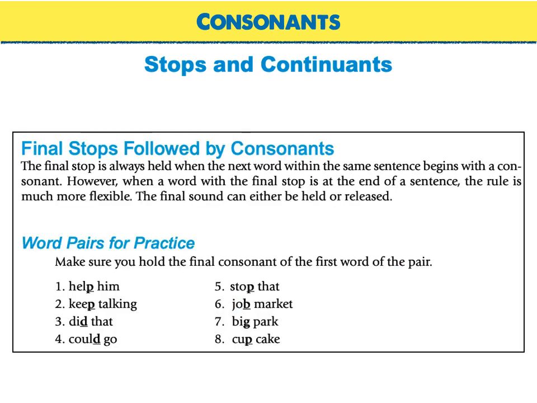Final stop followed by another consonant. The final stop is held when the next word within the same sentence is another consonant. However, when the final stop is at the end of the sentence, this rule is much more flexible. Sometimes the sound is released, as in, the house is big, or it's held, as in, the house is big. However, you wouldn't say, this is a big house. Instead, you would hold the G sound of the word big, and you would say, this is a big house.